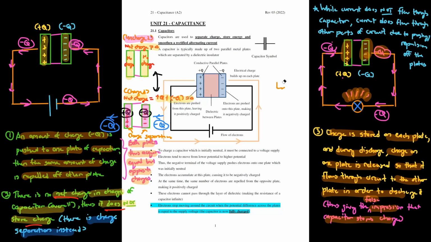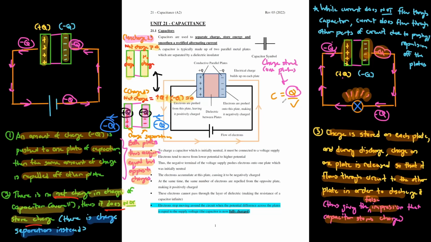Now when you're talking about the equation C equals Q over V for the definition of capacitance, that Q there, we often call it your charge stored. The charge stored here is actually only on one plate of your capacitor only. So that's just one thing to take note of.